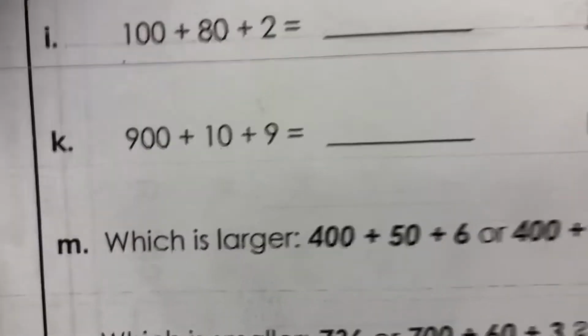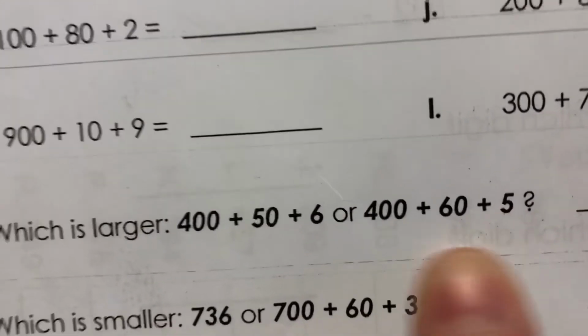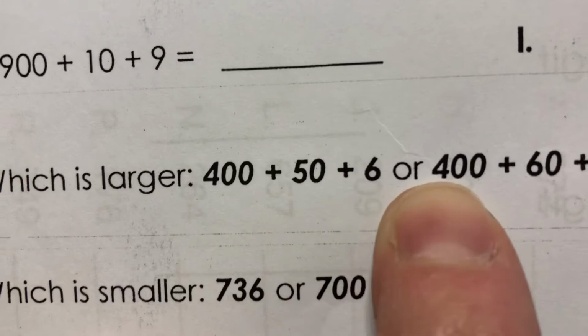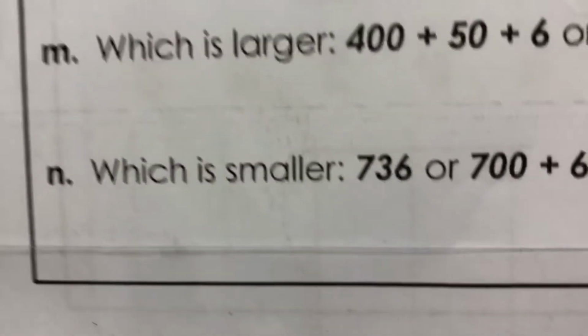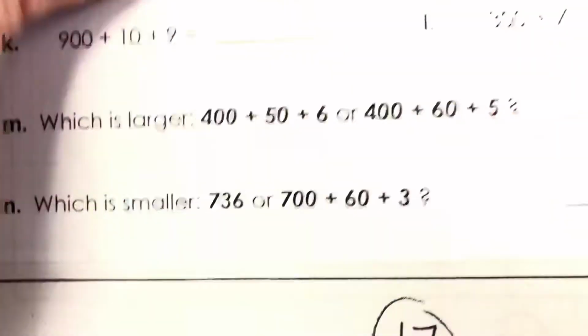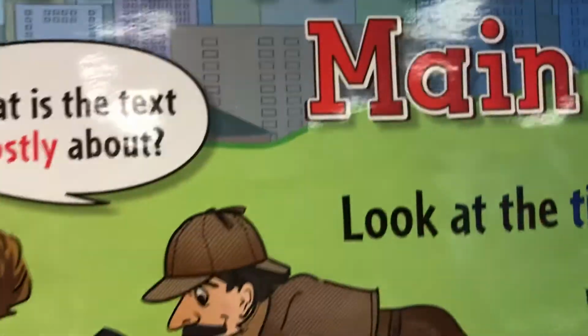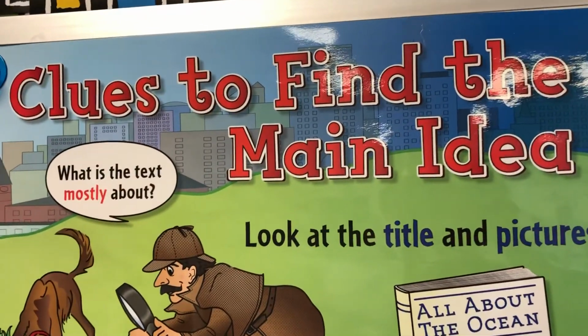Let's look at M. Which is larger? 400 plus 50 plus 6 or 400 plus 60 plus 5? So I would write, what's the value? What number is 400 plus 50 plus 6? I write it up there. What is 400 plus 60 plus 5? And write it up there. And which one's larger? For N, you do the same, but it's looking for which is smaller. So I do not think you're going to have any troubles today with pages 16 and 17, but do take some time to think about what's the main idea. What is the story mostly about?